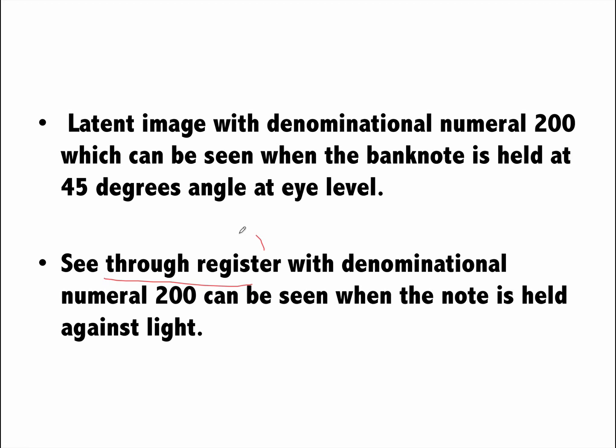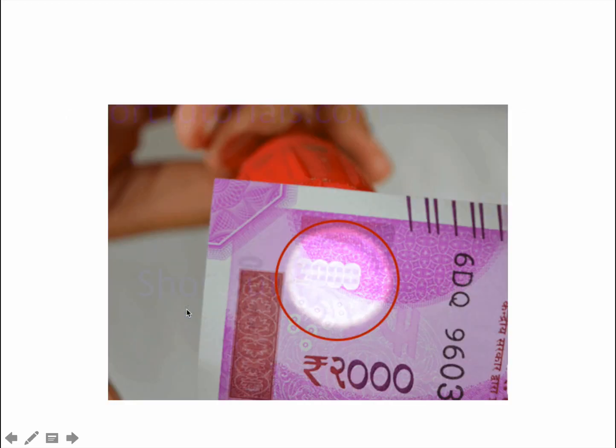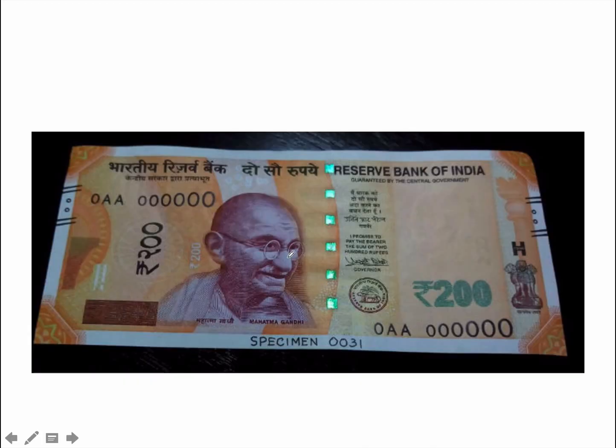And then of course there is a see-through register with denominational numeral 200, but once again you cannot see it until you pass light through it. So this is a torch and you can see here this is what you call a see-through register. This is a 2000 rupee note but it is there on the 200 rupee note also, right here. This is what you call a see-through register. Once again 200 is written here but you cannot see it. You need to raise the note and throw some light, or you can see it in the sunlight also.